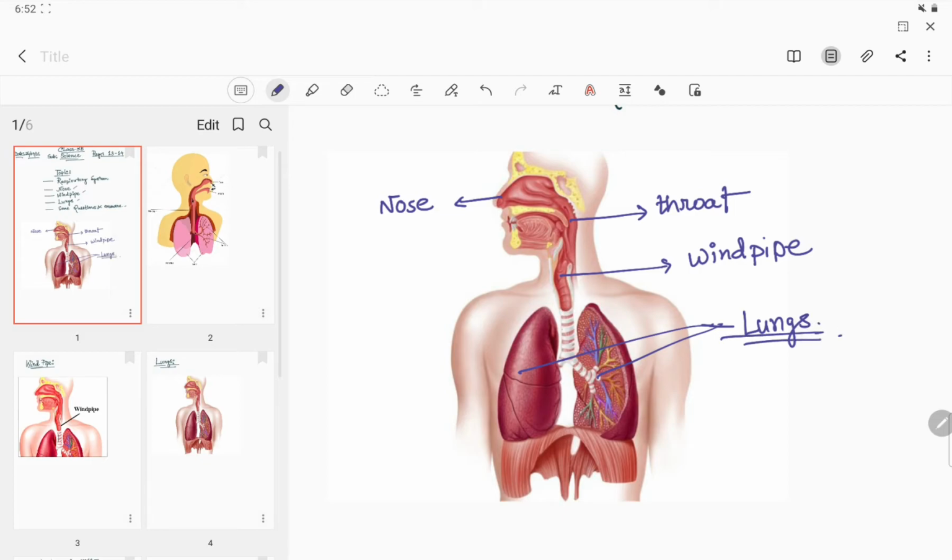Okay, what is the respiratory system? The respiratory system deals with breathing. It is the group of organs in our body that help us to breathe in and out. Clear? The respiratory system comprises the nose, throat, windpipe, and lungs. Clear?